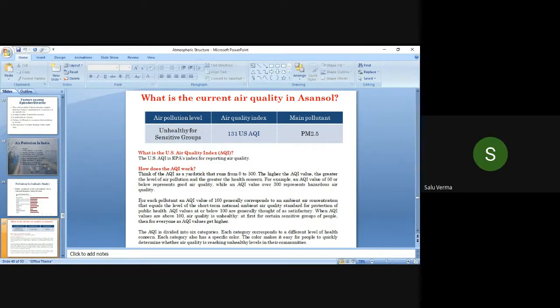So what is air quality index? It is a scale with a range between 0 to 500. Say Asansol has got 131 US. Why US? Because it has been created in the United States. So 131 US AQI means that is Asansol's place on that scale. It is neither less polluted nor over polluted, but of course polluted enough to be unhealthy for sensitive people, for the elderly and young kids. Okay, clear?